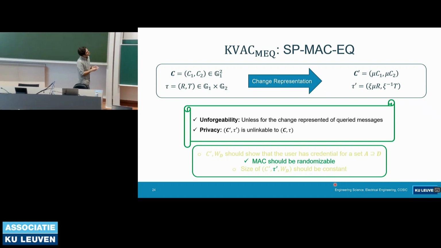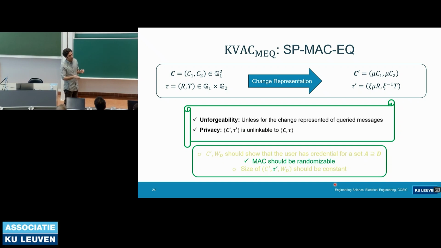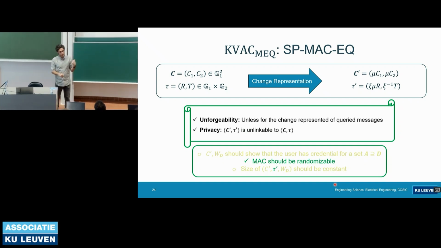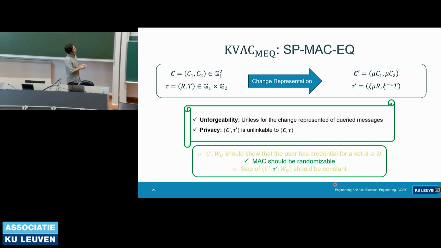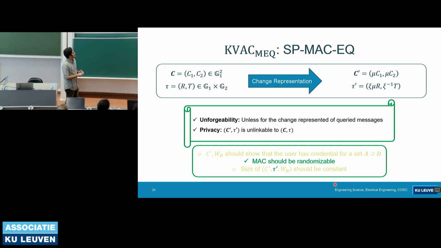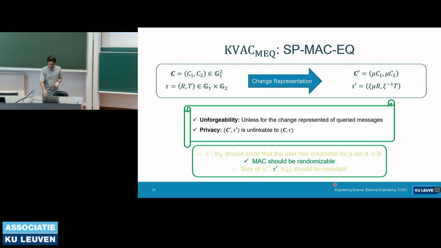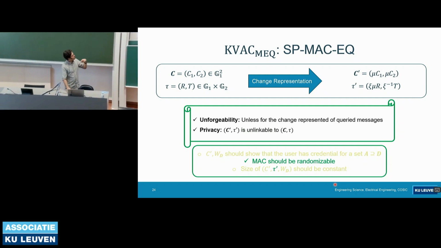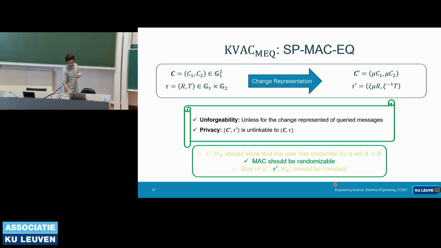And for the privacy, C prime and tau prime should be completely unlinkable to the original message and tag we had. So using this SPMAC EQ, we can achieve our second goal, which was that the MAC should be randomizable, and also it should be secure. In order to achieve the 2 other goals, we need DVSC.